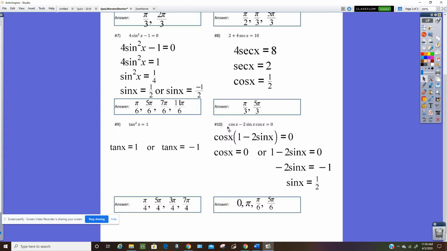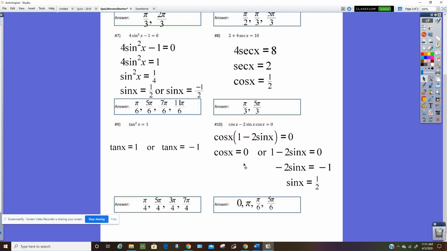All right, then last one here. You want to factor out a cosine x, and you have 1 minus 2 sine x in the parentheses. So equating each factor to 0, cosine x equals 0, or 1 minus 2 sine x equals 0. And then you subtract 1 from both sides. So negative 2 sine x equal negative 1, and then divide both sides by negative 2, sine x equal 1/2.